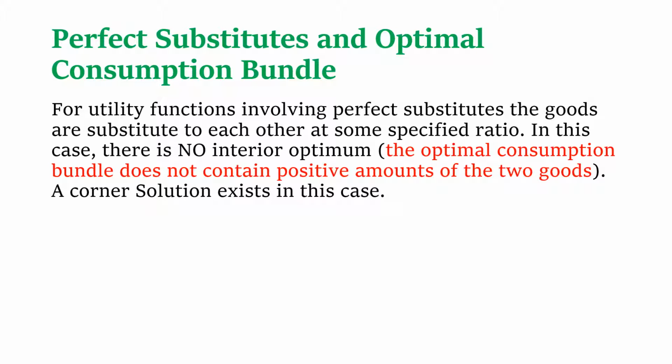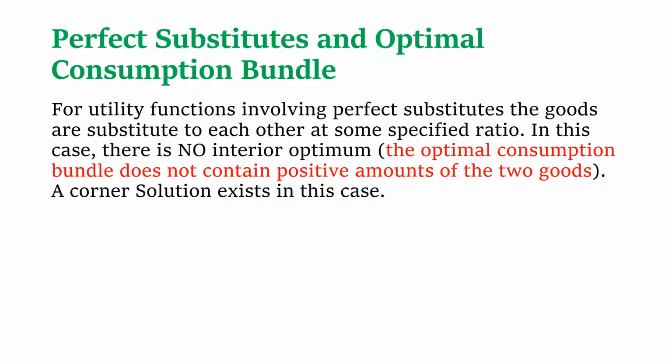Now let's look at the case of perfect substitutes and the optimal consumption bundle. So this is a special case, which is different from the quasi-linear preference. Now for perfect substitutes, we know the indifference curve is a straight line, it's linear, right? And then the budget line is also linear. But this is the case where we're going to compare the slopes of the budget line and the indifference curves to determine the optimal consumption bundle.